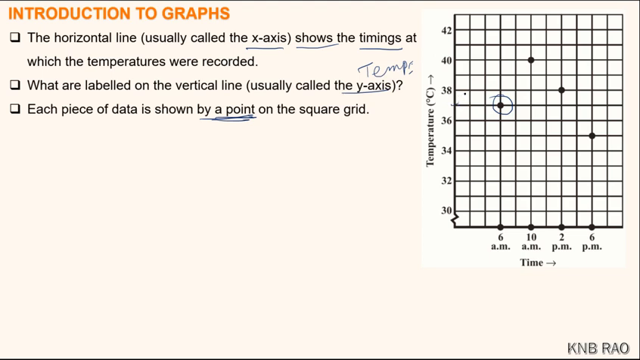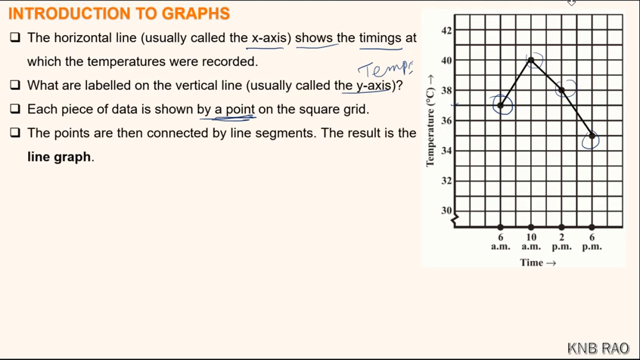Children, if I start connecting these points, that is, at 6 a.m. 37 degrees, at 10 a.m. 40 degrees, at 12 p.m. 38 degrees Celsius, at 6 p.m. again 35 degrees Celsius. Now if I connect them with the help of a line unbrokenly, it becomes a linear graph. So the points connected by line segments result in the line graph or linear graph.